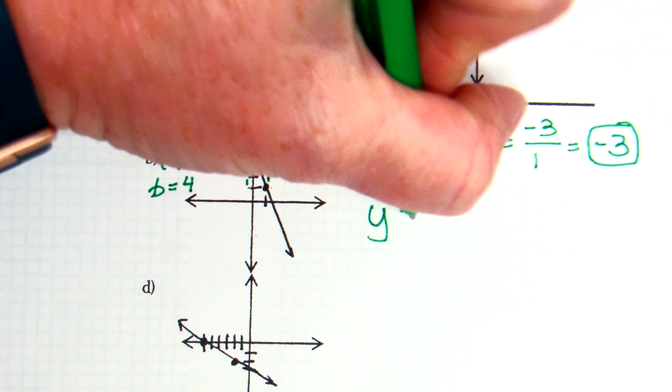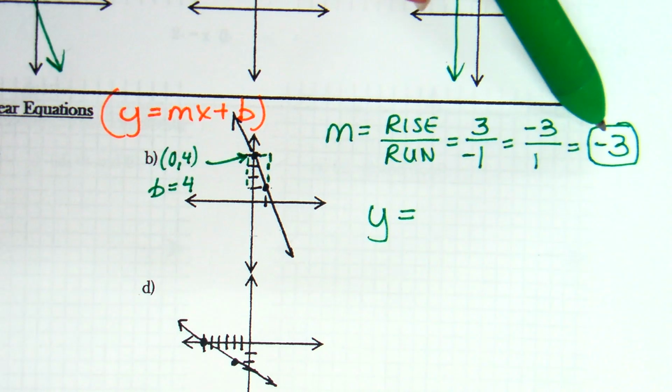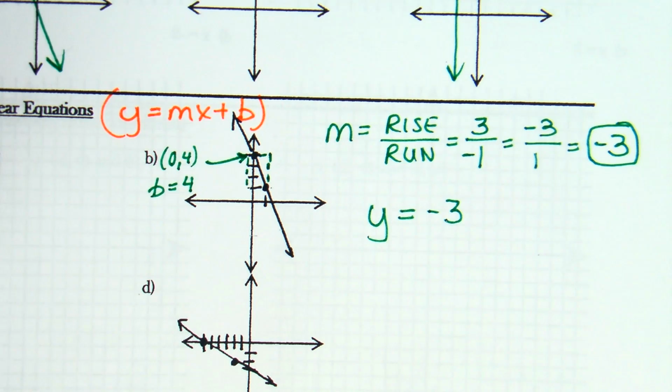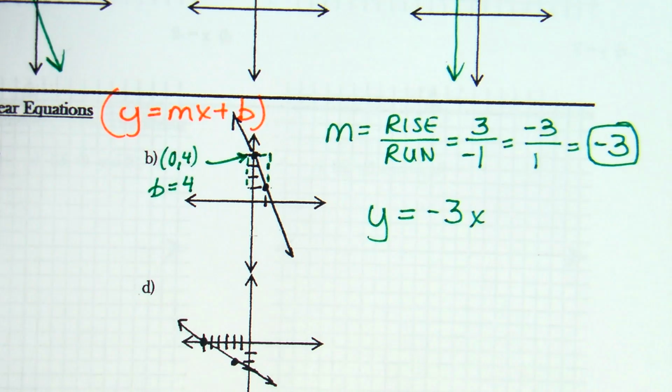Here's my start. Y equals. What's m? Negative 3. -3 what? X. Y equals -3x plus 4. Plus b is +4.